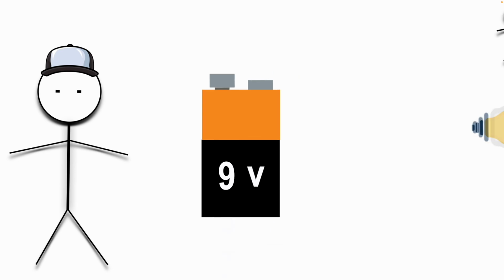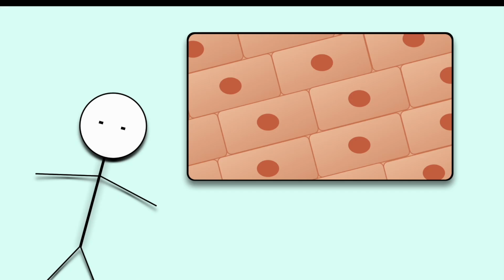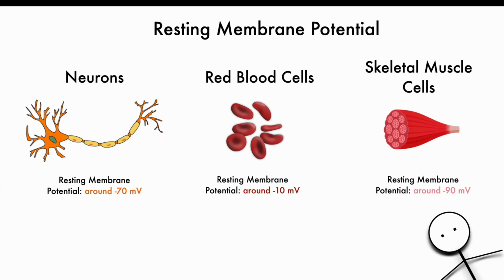Like in devices, this voltage controls signals, communication, and responses. In the case of our cells, the default state is for the inside to be negatively charged compared to the outside. This is called resting membrane potential, and while the exact value of the resting membrane potential depends on the cell type, it is still vital for many cell functions.